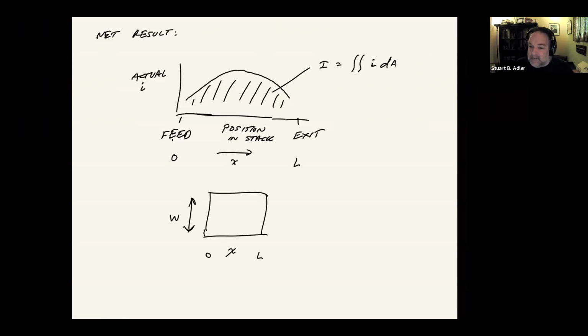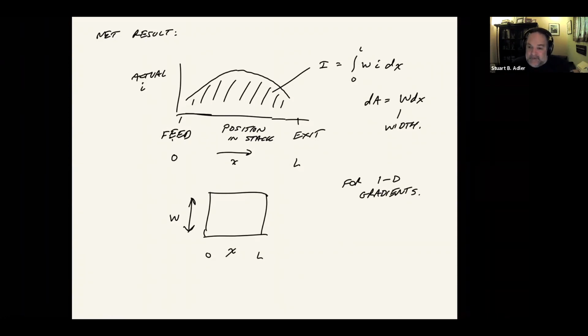If I don't have gradients in the vertical direction, in the width direction, just along the L axis, then our dA would equal W dx, where W is the width. Then this would be an integral from 0 to L of the width, W, times the current density times dx. This is for one-dimensional gradients.